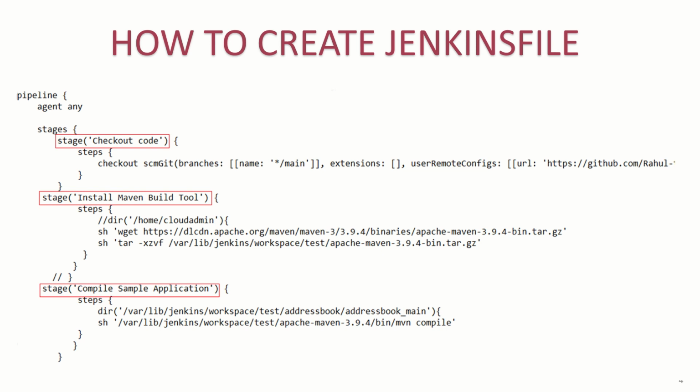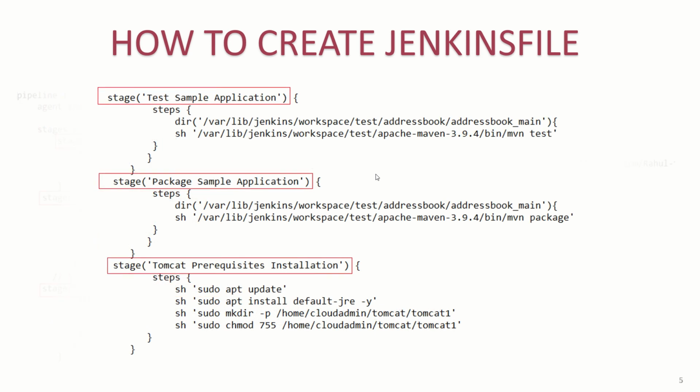So in the very first stage we'll do a checkout piece. Second, we'll install Maven tool. Third, we'll compile the sample application code, which is basically a Java code, using mvn compile command. And then we'll use a stage of testing application, and in that stage we'll just use the same command, mvn test, on the same compiled code that has been done in the previous stage.